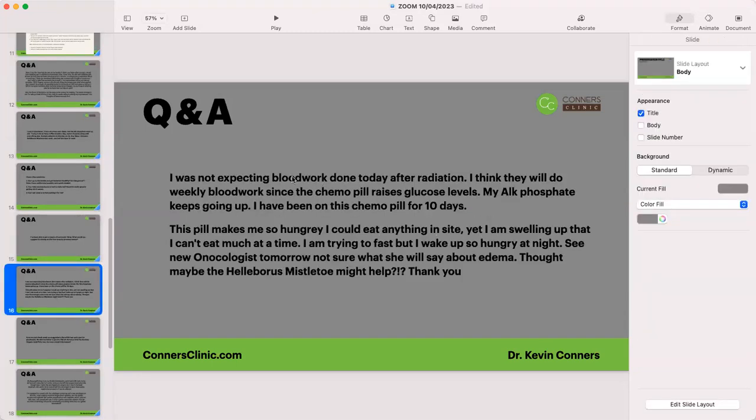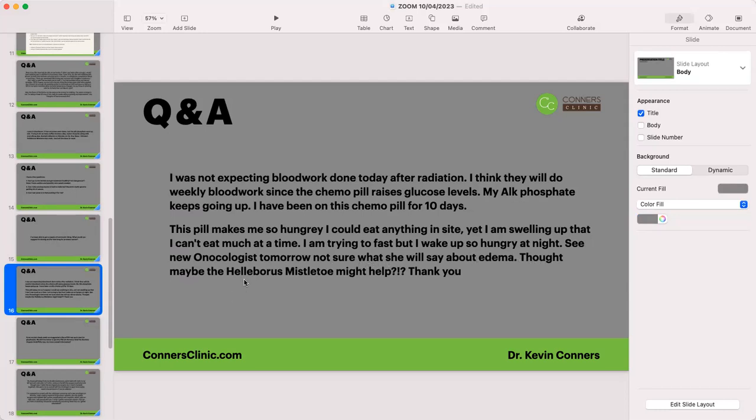I was not expecting blood work done today after radiation. I think they will do weekly blood work since the chemo pill raises glucose levels. My alkaline phos keeps going up. I've been on this chemo pill for 10 days. This pill makes me so hungry, I could eat anything in sight. Yet I am swelling up and I can't eat much at a time. I'm trying to fast, but I wake up so hungry at night. Seeing a new oncologist tomorrow. Not sure what she will say about the edema.